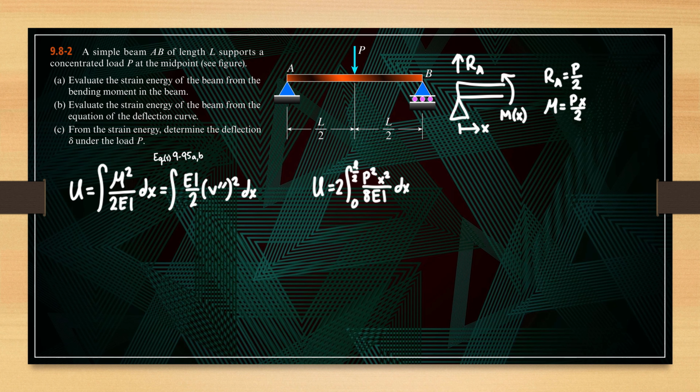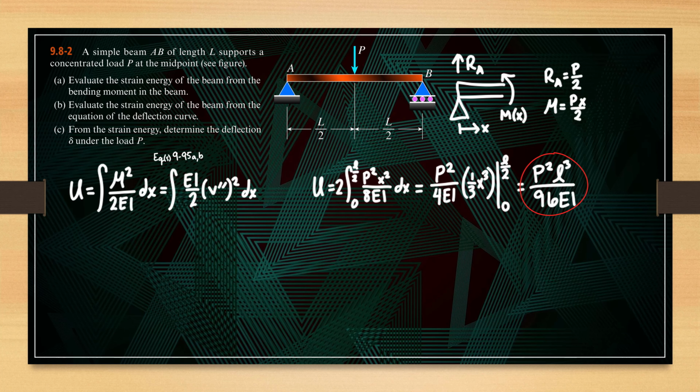Then I can plug that into my U, noting that this moment equation that I solved for only tells me the moment from A to L/2. So I can integrate from 0 to L/2 and then find another one from L/2 to L, or I can just know that due to the symmetry of this beam, I can multiply my first integral by 2, because it will be the same strain energy on both the left and the right side. So that's what I'm going to do because that's easier. Solving that out, I get this.